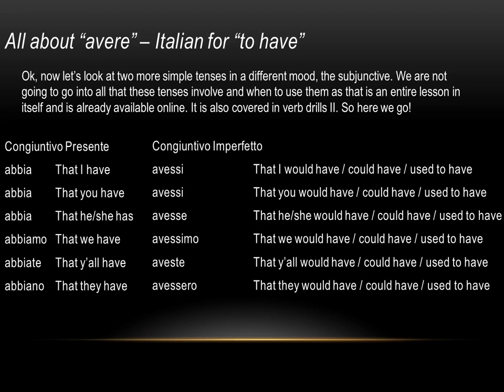And then we have the congiuntivo imperfetto. You'll notice that in English, by the way, it's predicated by "that I have." That. Okay, we won't go there, but it's just kind of important to note. In this one, the English side could actually mean a couple of different things, so we just put a little selection there. Okay, so avessi, that I would have, could have, used to have.